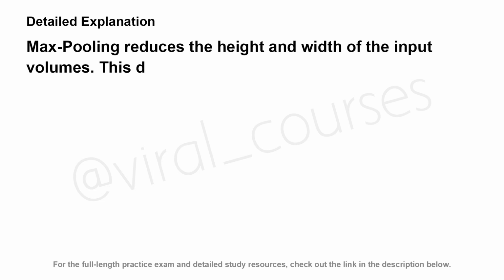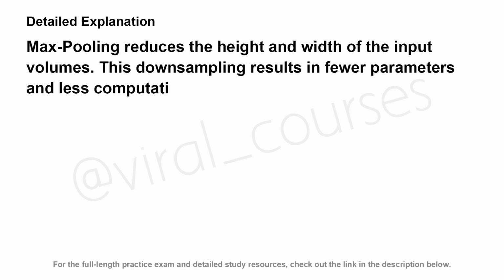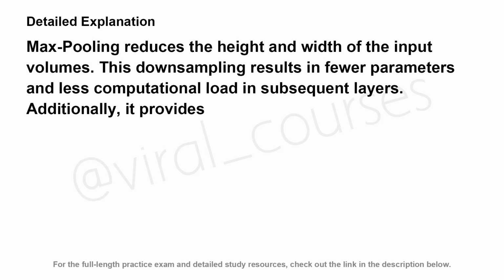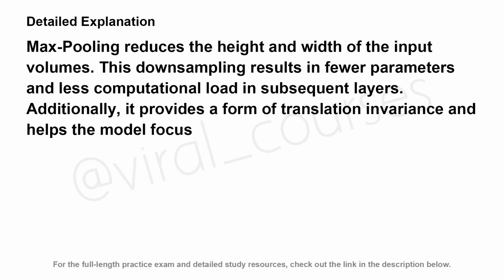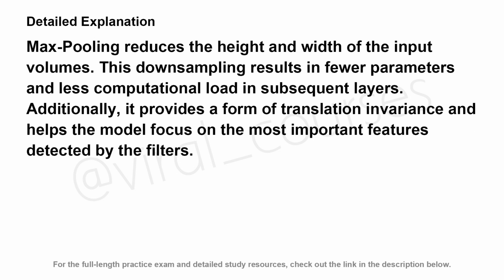Max pooling reduces the height and width of the input volumes. This downsampling results in fewer parameters and less computational load in subsequent layers. Additionally, it provides a form of translation invariance and helps the model focus on the most important features detected by the filters.